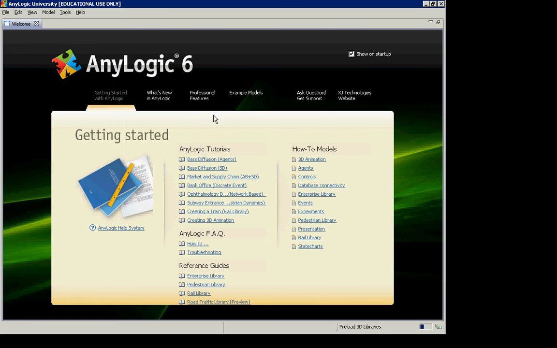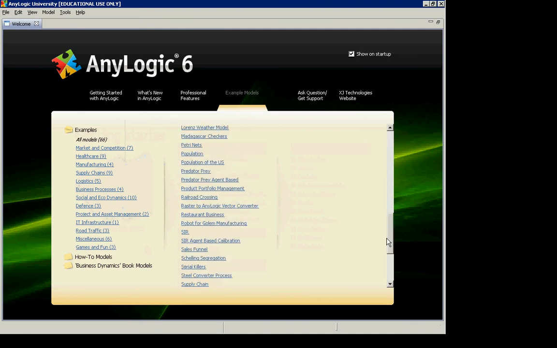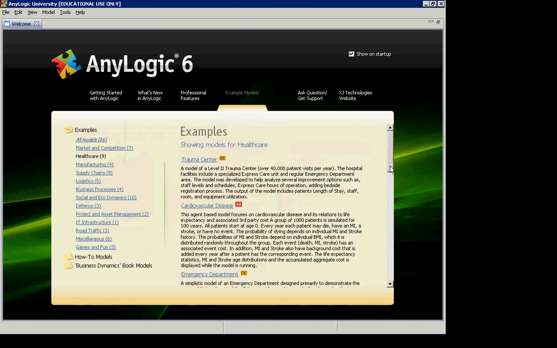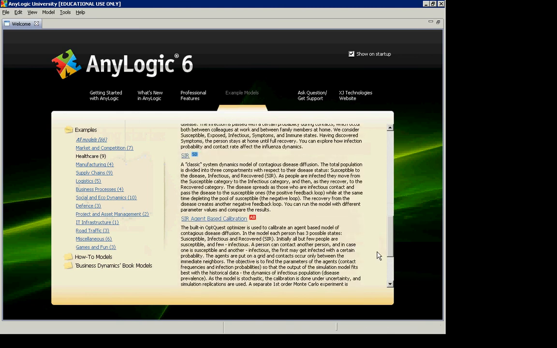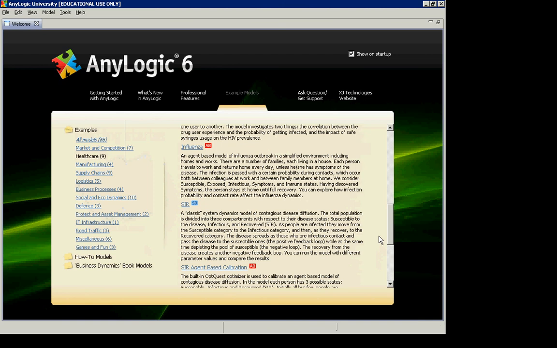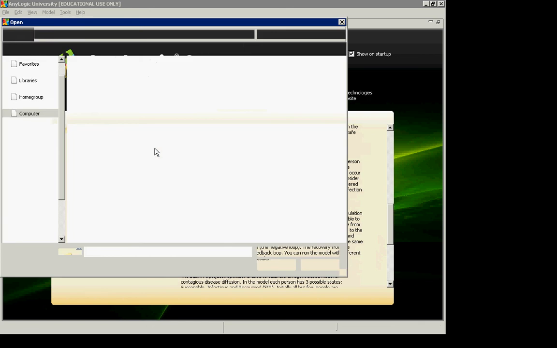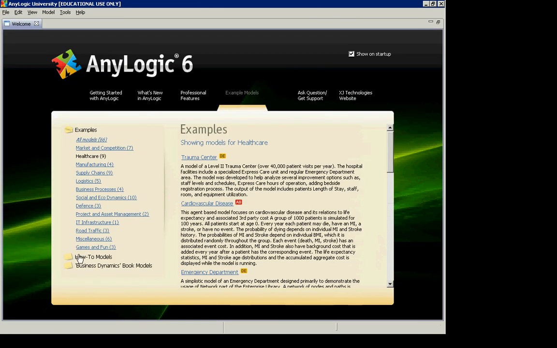Okay, so it's in the all models case, excuse me. So it's under healthcare here. And there it is. Okay, SIR. Okay, fine. So we're going to have to load it in directly. They changed the location of these between different versions of this. So okay, I think we may have to do it this way. SIR, here we go, SIR agent-based.